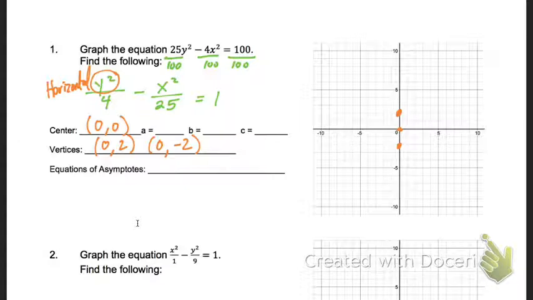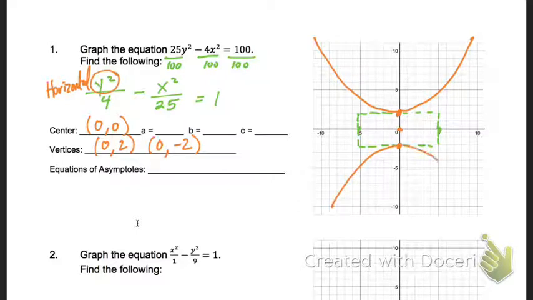And so, how many units am I going to be going left and right from the center? 5. From there, it creates a little rectangle, so I just kind of dash my rectangle. It is a vertical hyperbola, so I draw it going up and down like so.